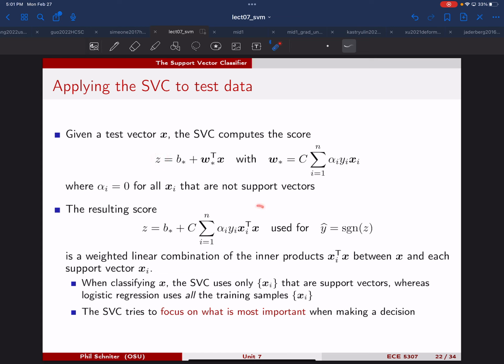So what we did here is I just plugged that into here to get this expression. What's interesting here is you can see that one way to think about computing the score is you make a comparison between your test vector and all of your training samples, or at least all of the training samples that are going to matter, the support vectors. So it's a weighted linear combination of the inner products between x, the test vector, and each one of your support vectors. Again, we see the SVC is focusing on what's most important when making a decision. It's not getting distracted by all the easy training samples. It's just focusing on the difficult ones.